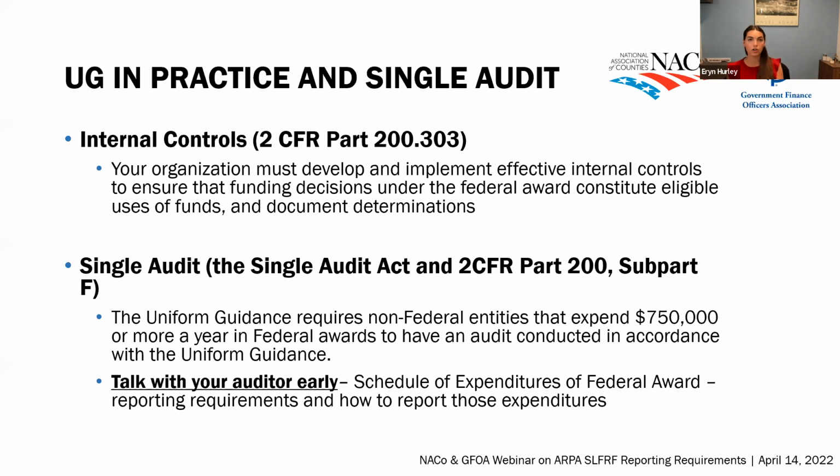You have to monitor how they are actually spending those dollars, and ultimately you are on the hook for those funds. So just make sure that you are implementing very strong internal controls. And then in terms of the single audit, any non-federal entities that spend $750,000 or more a year in federal awards have to have an audit conducted in compliance with the uniform guidance. That's the Single Audit Act right there.